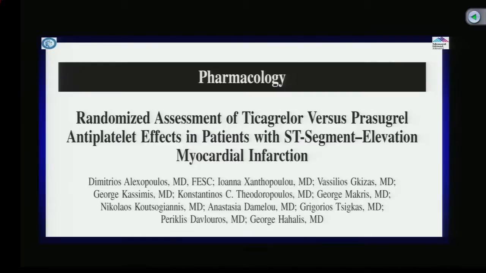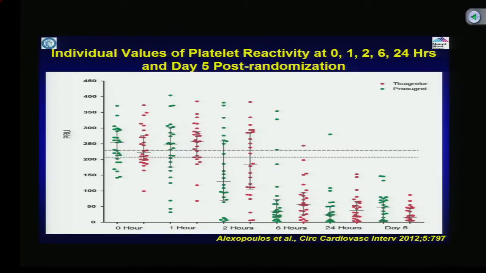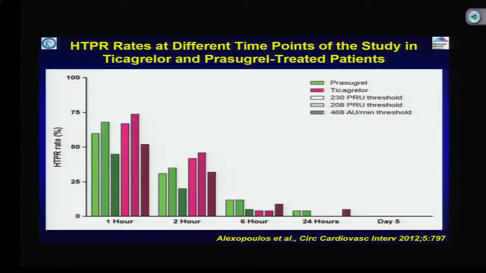One was by Dimitris Alexopoulos comparing ticagrelor versus prasugrel in patients with ST elevation. These were 55 patients. They did a lot of pharmacodynamic studies, and basically showed that at 2 hours, with your cutoff being 230, both agents work quite well. They found ticagrelor slightly more effective in bringing down the PRU compared to prasugrel. The trend at 2 hours, at 4 hours, 6 hours, both have substantial inhibition. So 2 hours is kind of a minimum, and this shows the number of patients with high treatment platelet reactivity: almost nil with these agents.